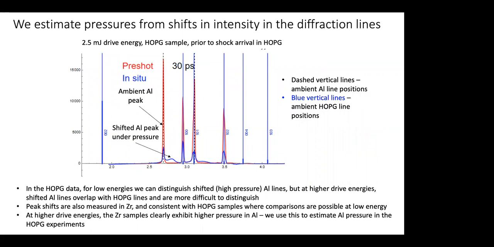Generally, even in the HOPG case, we can estimate pressures from peak shifts. But one of the problems in dealing with HOPG versus aluminum is that the diffraction patterns are quite congested with HOPG lines, or HOPG and diamond lines that may overlap some of the aluminum lines, which makes it a little bit difficult to see where shifted peaks might be. So it's not so trivial to deconvolve those, which is one of the reasons why it was very nice that we had calibration data from the zirconium experiments at the same conditions that we had for the HOPG.